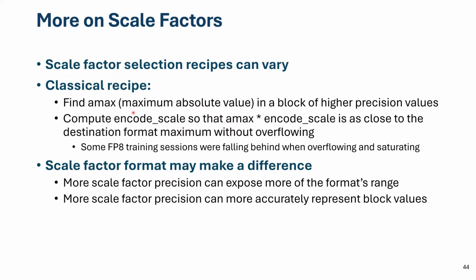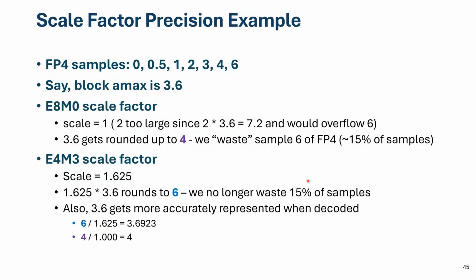But now the question is, if you follow this classical recipe, how much does scale factor precision matter? Or scale factor format itself. That's where the mantissa bits of more precision can potentially expose more of the format's dynamic range and can actually more accurately represent the block values. So a quick example of that. Okay, I'm close to the end here almost.